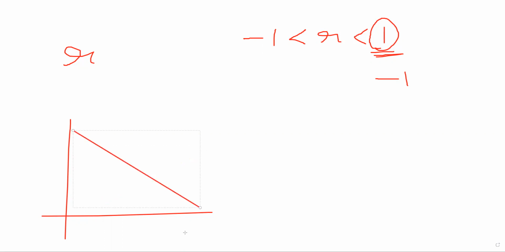Okay, as you can see here, this variable is increasing along the x-axis, but this variable is decreasing along the y-axis. So as the value of one variable increases, the value of the other variable decreases. This is when r is equal to -1.